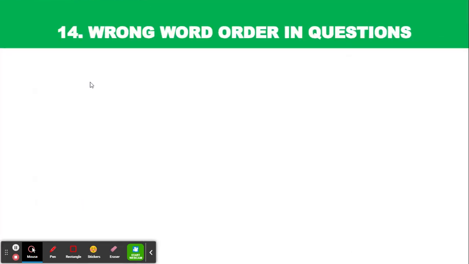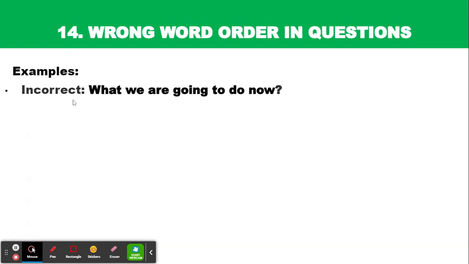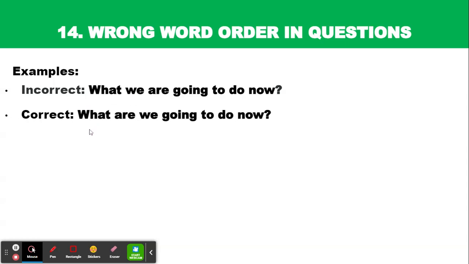This brings us to number 14, wrong word order in questions. For example, "what we are going to do now?" Normally in a question, the auxiliary verb should come before the subject. And the correct thing is, what are we going to do now? But you hear some people placing the subject before the auxiliary when asking a question, what we are going to do now. That is a wrong way of asking a question. The correct thing is, what are we going to do now?